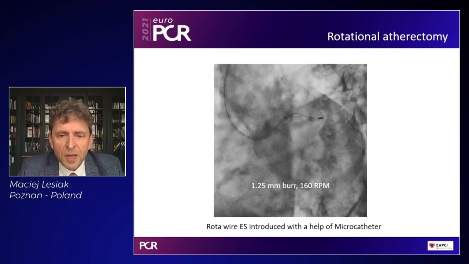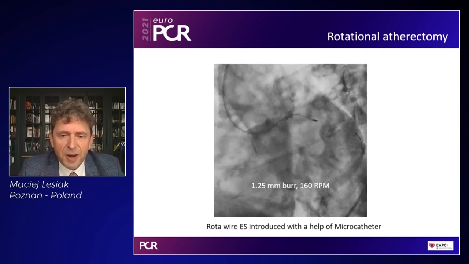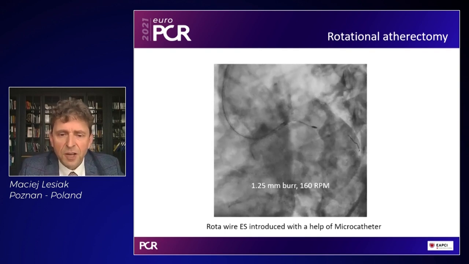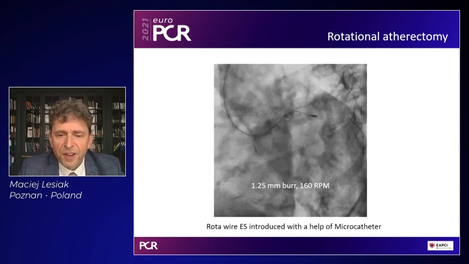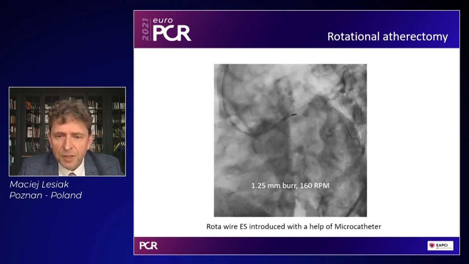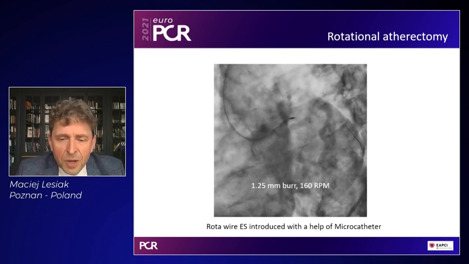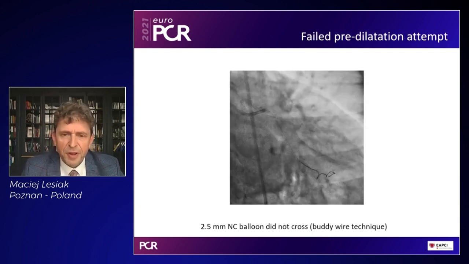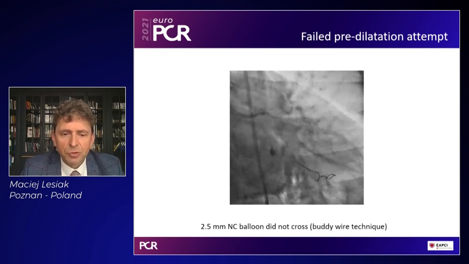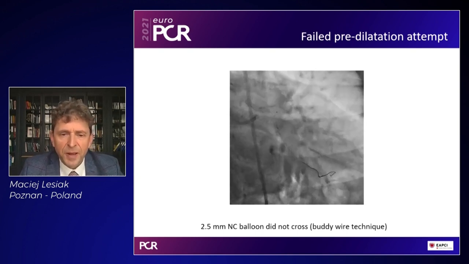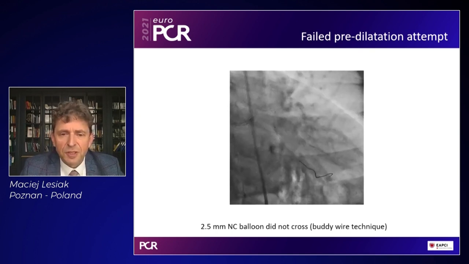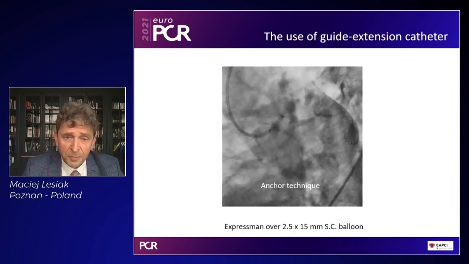So you see, with the help of a microcatheter, I put the RotaWire extra support wire to the distal circumflex, and I used a 1.25 burr with 160 thousand rotations per minute. So you see that the burr moved rather smoothly. But even after rotational atherectomy, I was still unable to deliver a 2.5 non-compliant balloon. So you see, I got stuck with the balloon in front of the lesion, even though I used the buddy wire technique.